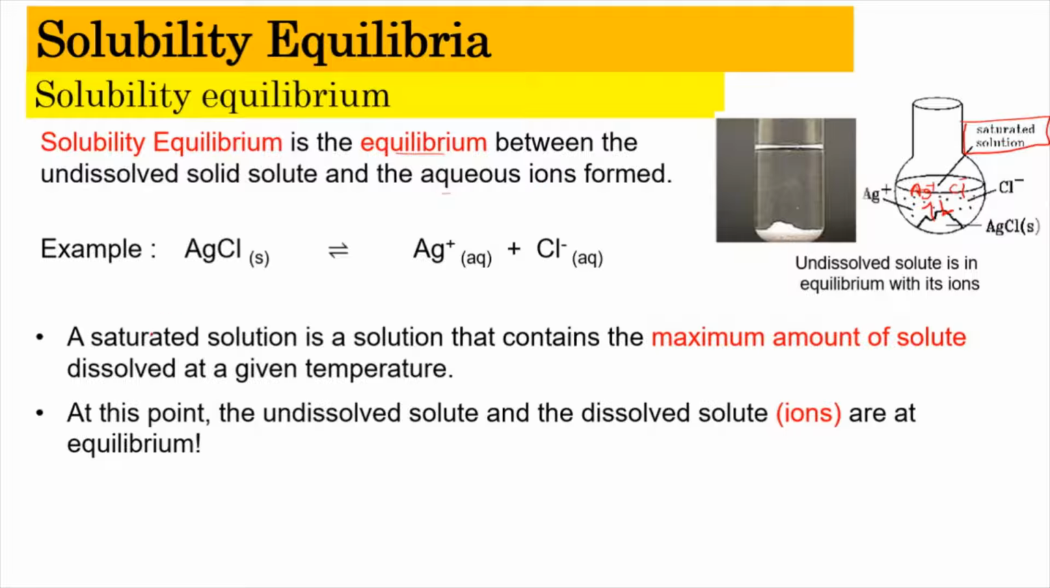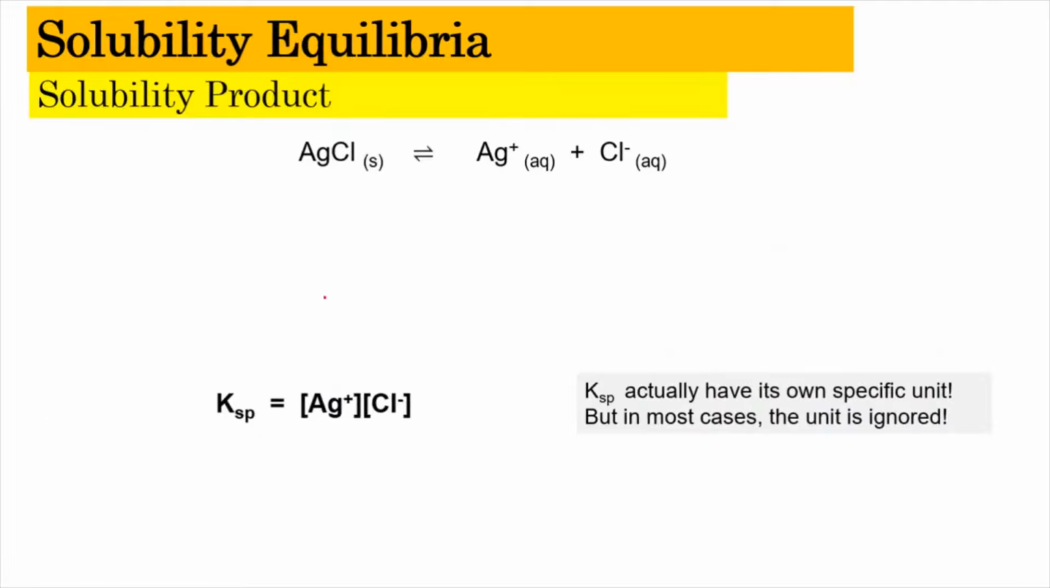And a saturated solution basically describes a solution that contains the maximum amount of the solute that is dissolved at a given temperature. And at this point, the undissolved solute and the dissolved solute, which are the ions, are at the point of equilibrium. And since we know that they are in a state of equilibrium, we can write the Kc expression.